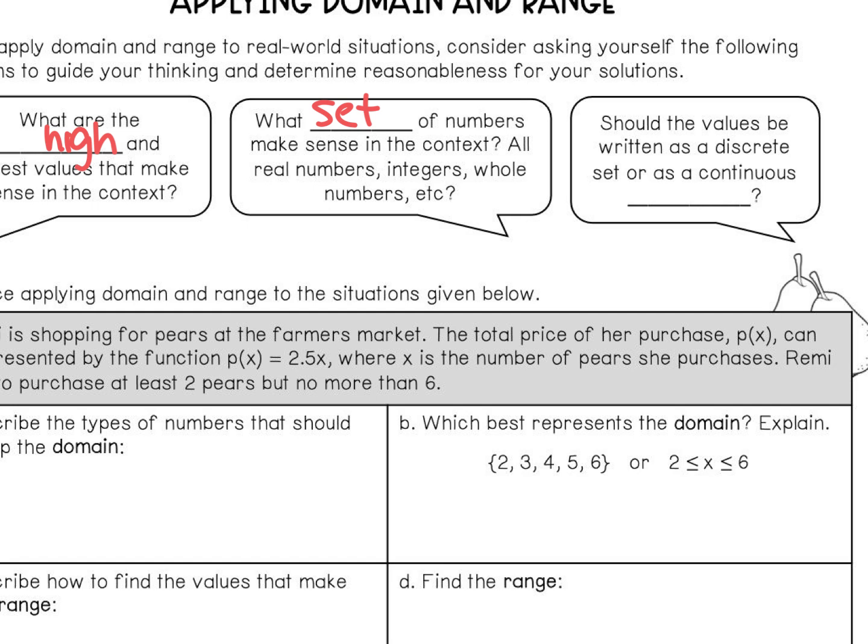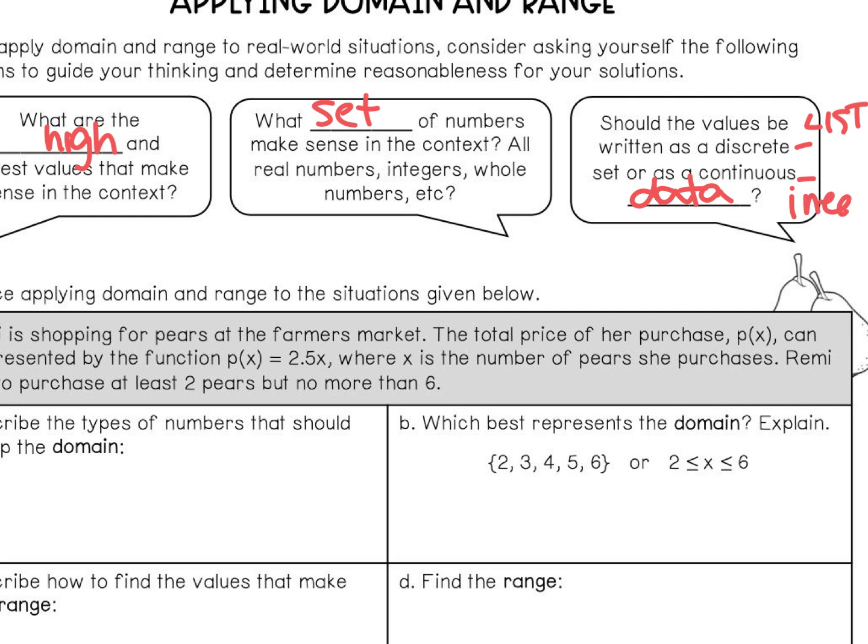If we're talking about real numbers with fractions and decimals and all of those things, we're probably going to have inequalities. If we're talking about things that are countable and we don't have halves, then we're going to be talking about writing a list. Should they be written as discrete or continuous data? Okay, that's what we were just talking about, right? This is a list.